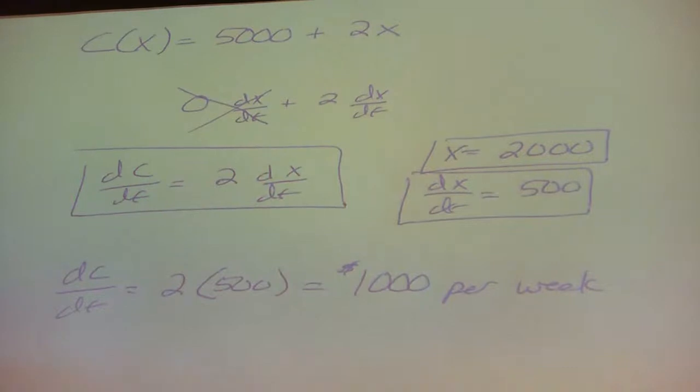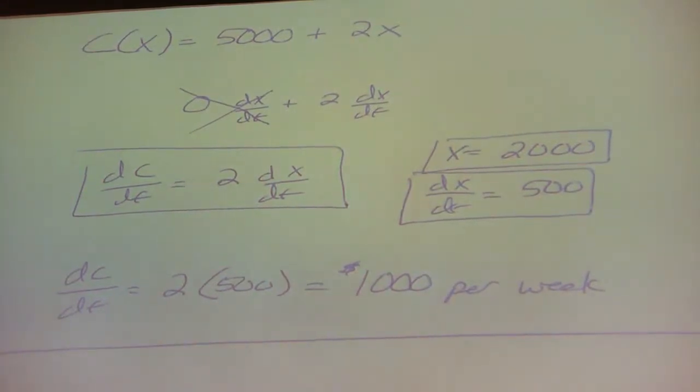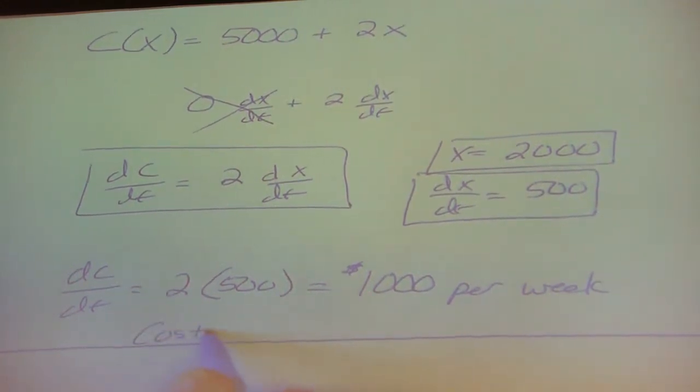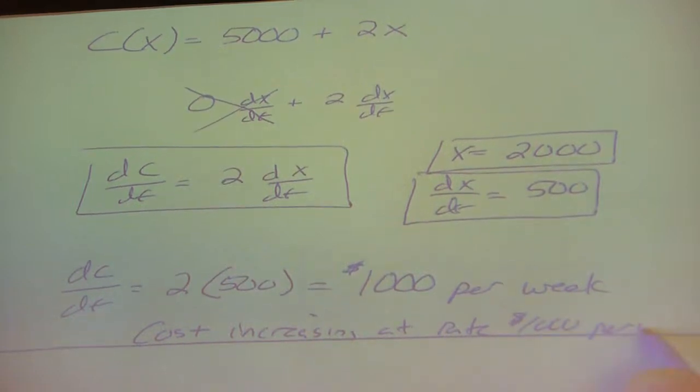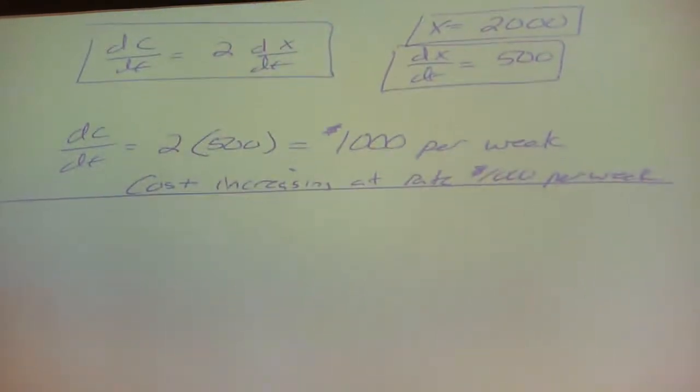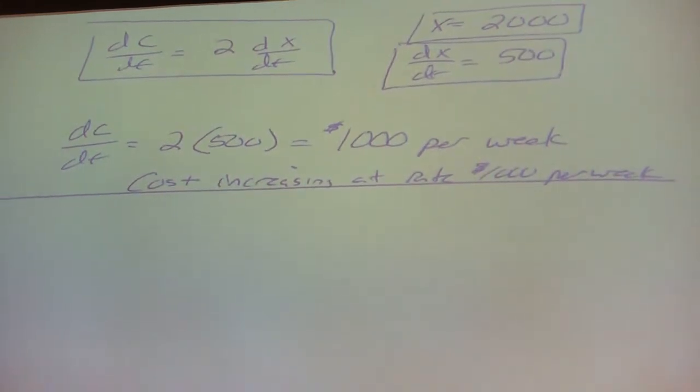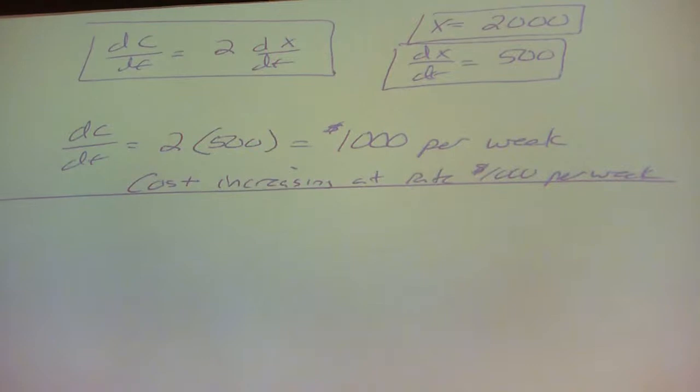Now, we're going to do the same thing, but we're going to do it to revenue. Okay? So, to finish this off, cost is increasing at the rate of $1,000 per week. So we're talking about flash drives per week, the output, and cost, revenue. Okay, so let's do the same thing, same setup, same everything, but for revenue.